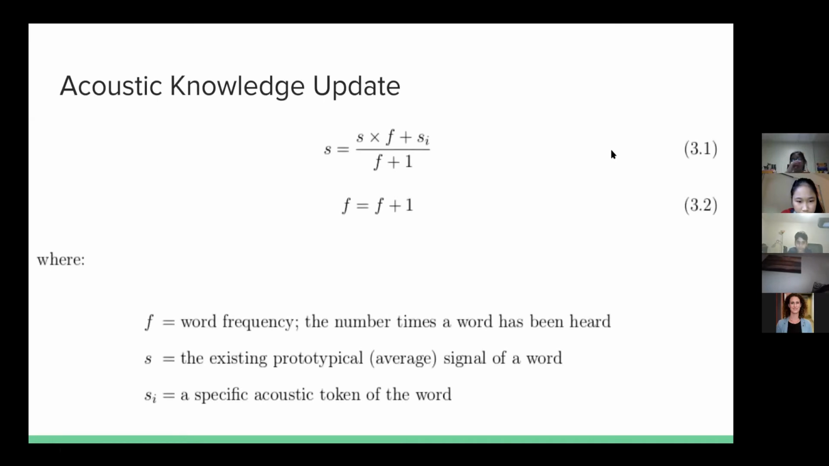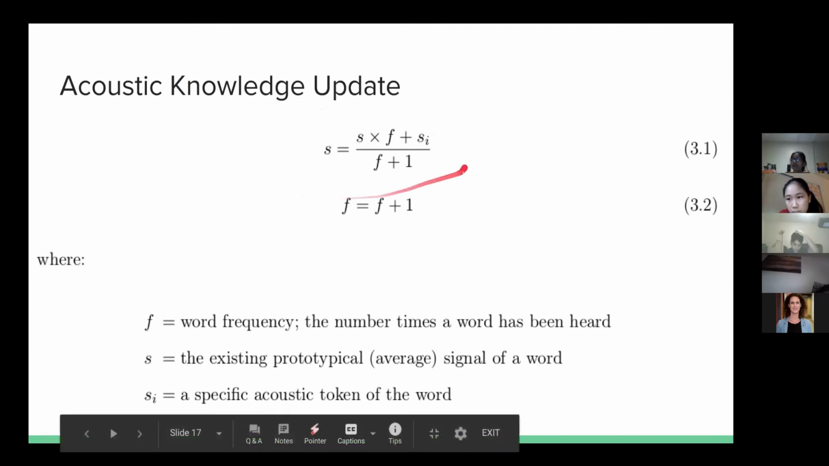So we have a formula that we designed for acoustic knowledge updates. Given a word frequency f, which is the number of times a word has been heard, and an existing average signal of a word s, when we have a new specific acoustic token, we simply update our frequency by one, and then use a weighted average rule for the new signal of the word. We don't need to go into the very specifics of that formula because it depends on what you want in your model.